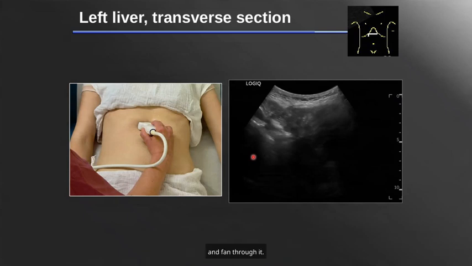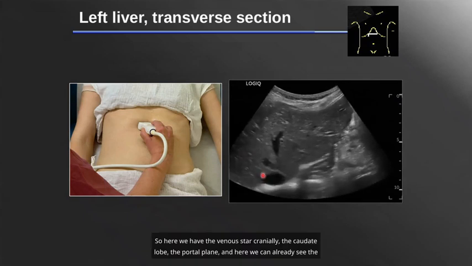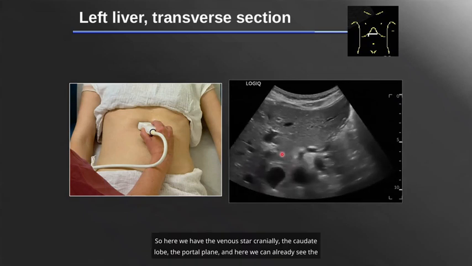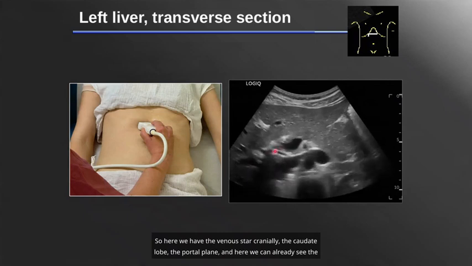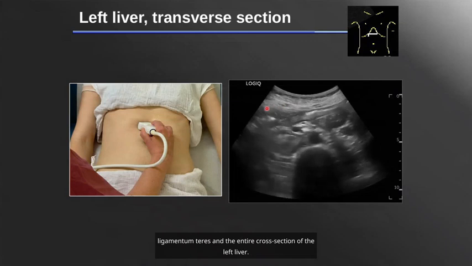and fan through it. This means we will hopefully be able to set the venous star cranially and then continue caudally with the portal plane, caudate lobe, ligamentum teres, to be able to fan through the left liver down to the caudal edge. I'll start the video and we'll try to follow the structures. So here we have the venous star cranially, the caudate lobe, the portal plane, and here we can already see the ligamentum teres and the entire cross-section of the left liver.